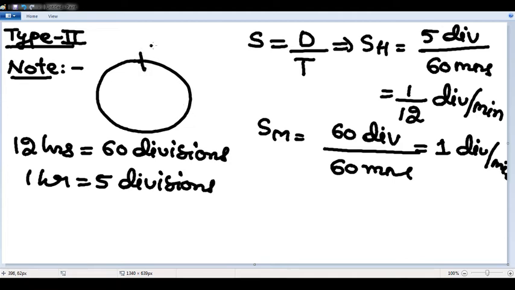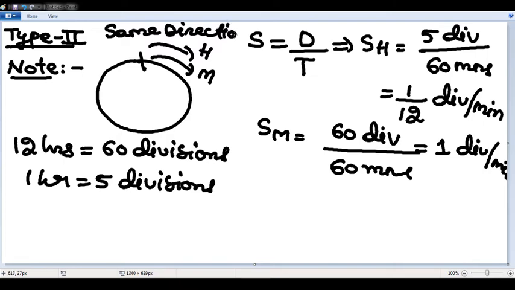Now if you see here, our hour hand and minute hand both are traveling in the same direction. If both of them travel in the same direction, relative speed is the difference, because if one is traveling 20 kilometers per hour and another is traveling 50 kilometers per hour, the second one will already travel the 20 kilometers which the first person already traveled. That is the reason for the difference.